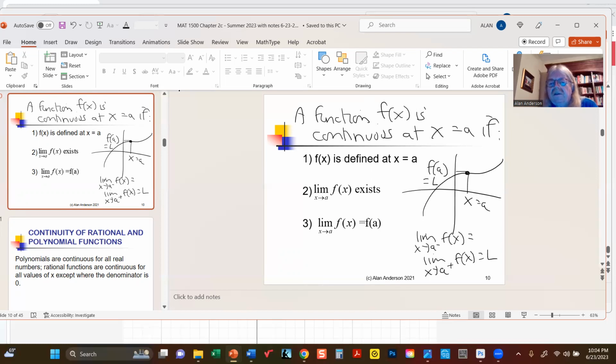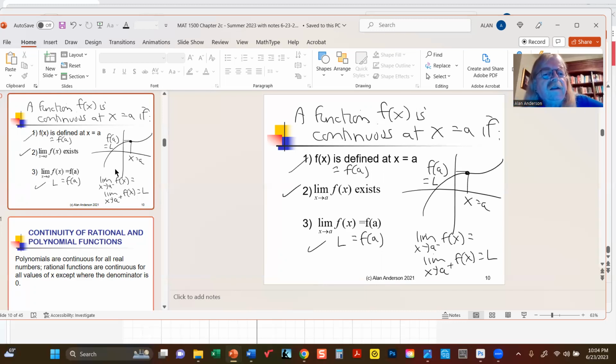Okay, so we know this is true. We know that f of x is defined at x equals a. And then the limit, which we're calling L, equals f of a. So all three conditions have been met. So in other words, in order for it to be continuous, it must actually have a value at x equals a. It must have a two-sided limit, and the limit must equal f of a.